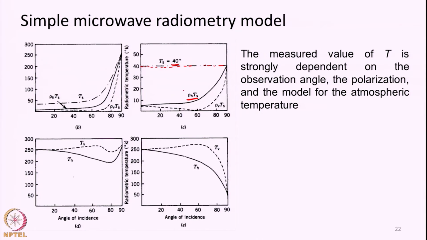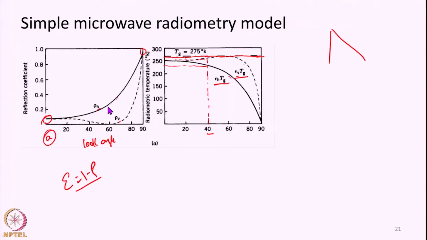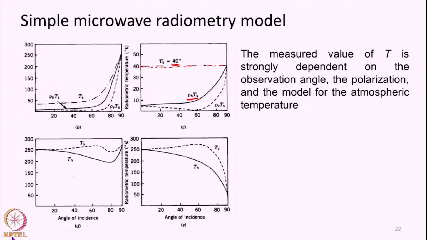In the previous slide we saw the variation of reflectance of the surface with respect to look angle and polarization. Here, if we multiply that reflectance with the sky temperature, we get the effect of the sky component that moves towards the antenna. So here too, based on the polarization and the observation angle, the effect of the atmosphere, or the atmospheric temperature that gets added up, will vary.